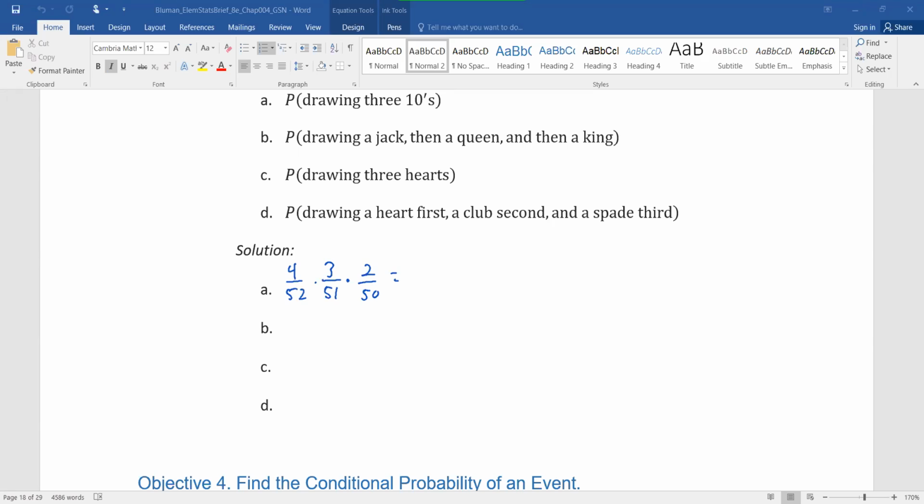You could. That would be 4 goes into 52, 13 times, so 1/13. 3 does go into 51. 3 goes into it 17 times.